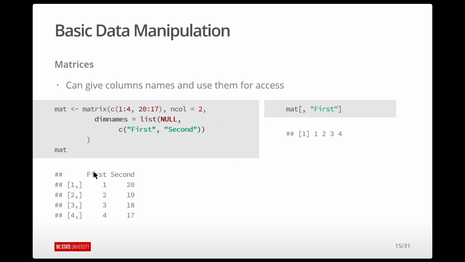But now that we have column names associated, we can actually access a column using the corresponding name. So I can do mat square brackets, and then I want all the rows. I want the column that is called first. So it's going to return what you see there.